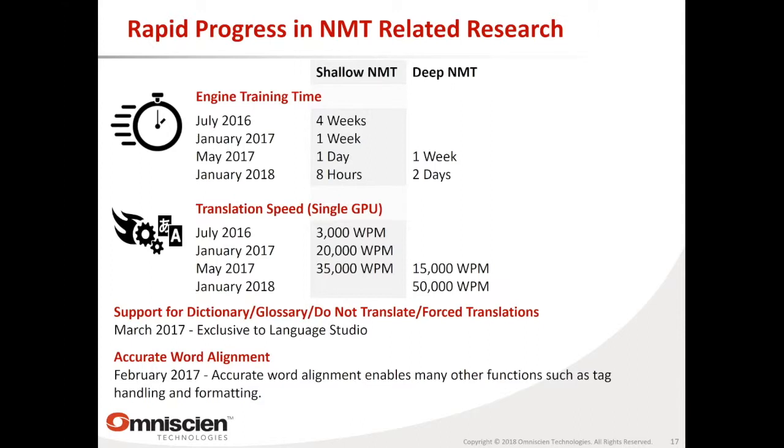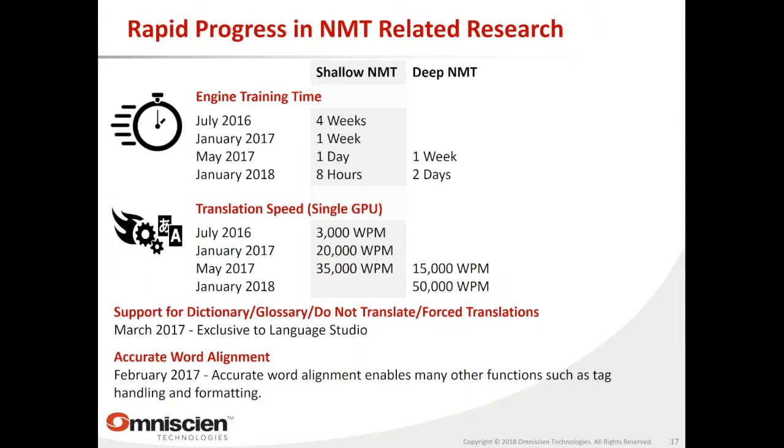Okay, in terms of translation, we've just got some new results in the last few days. So our deep NMT now is able to translate on a single GPU at 50,000 words a minute. Okay, last year, it was only 15,000 words a minute, so we've made some significant improvements. Now, in July last year, in 2016, shallow NMT was translating at about 3,000 words a minute. So that's about the same speed as SMT on a single CPU core.